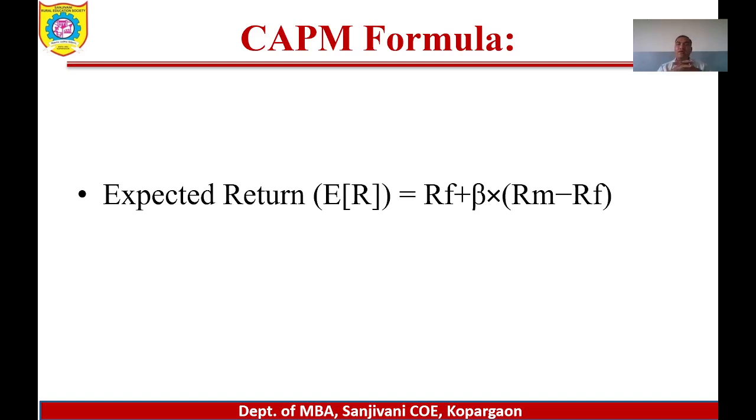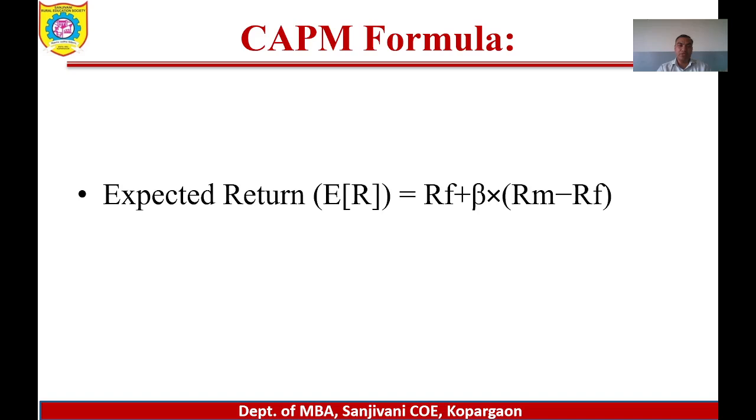So this is the formula of the capital asset pricing model: expected return is equal to RF plus beta into (RM minus RF), where RF stands for the risk-free rate, beta stands for the volatility or risk associated with that investment, and RM minus RF is the market risk premium. RM stands for market returns and RF stands for the risk-free rate. The difference between these two is the market risk premium.